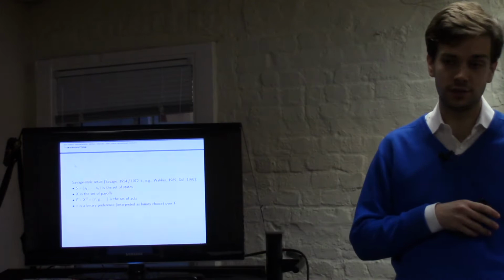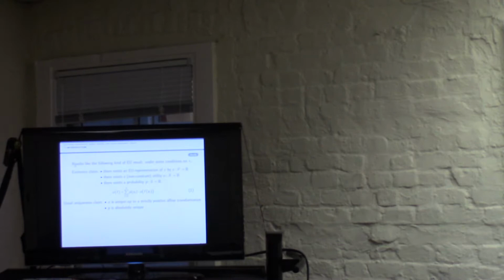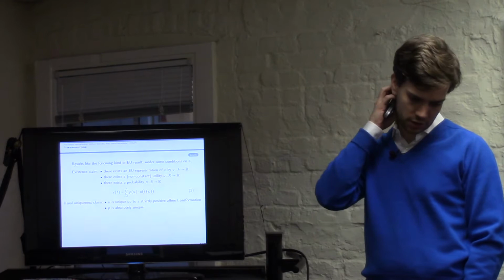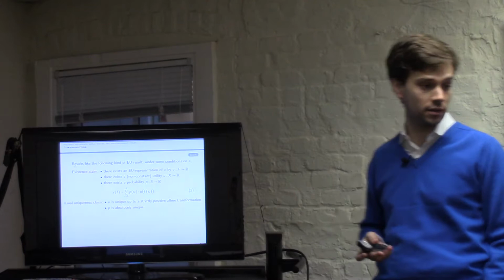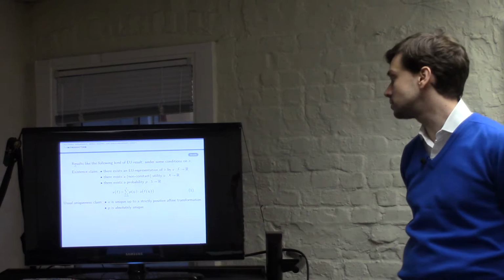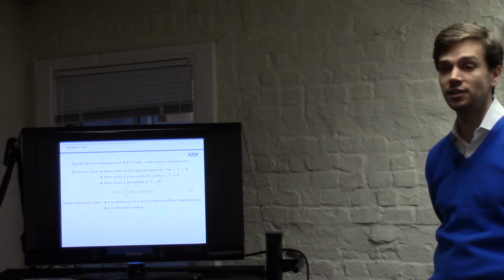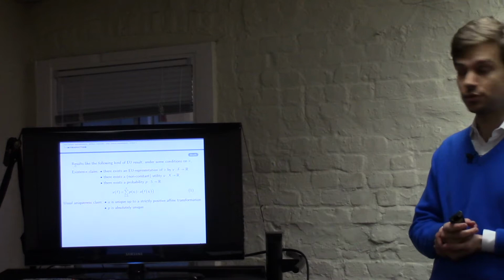Now, the name of the game in this sort of setting is to get results like this that you have all heard about here. Results that take the following form. You have a bunch of conditions on the primitive, the Savage axioms in the Savage framework. And under those conditions, you can prove that there exists an expected utility representation of the choice data. That is to say, there exists a probability function P from the set of states to the reals, 0, 1, and a utility function U from the set of payoffs to the reals, such that the expectation of the utility function with respect to this probability function represents the choice of the decision maker. This function V here in equation 1.